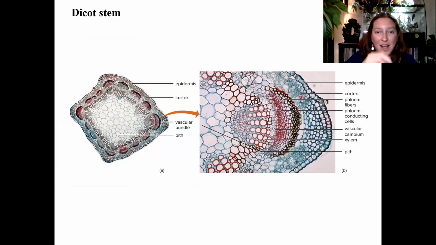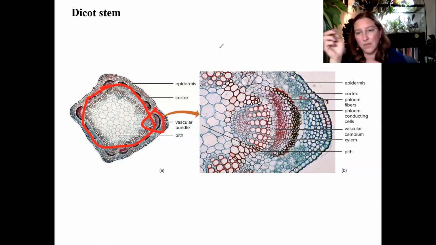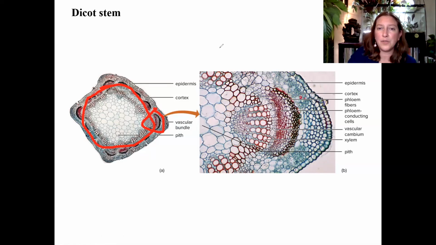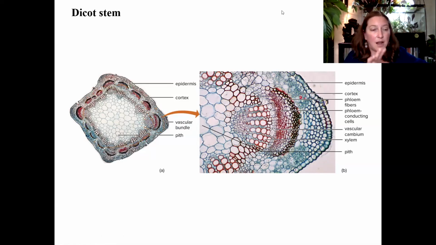So here you go, it's a dicot stem. Vascular bundles are arranged in a ring, right? Here's the ring. And if we were to do a close-up of one of these vascular bundles, that's what you see here on the right. So monocots have vascular bundles scattered in the stem. Dicots have their vascular bundles in a ring.